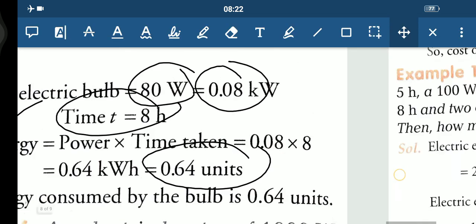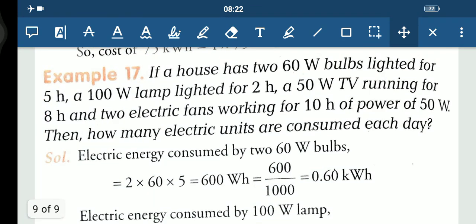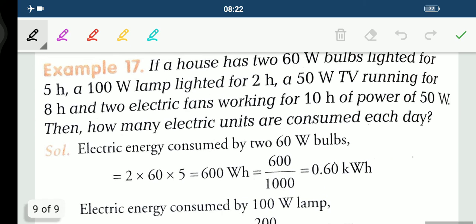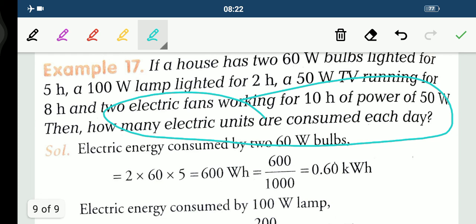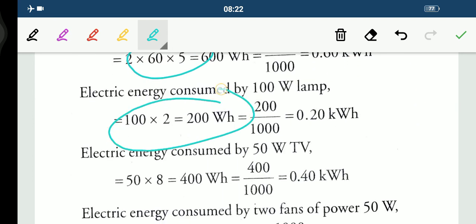Fine, children? This question I will be discussing with you in your online session. This thing is also exactly the same. See, in this question also you have to do the same thing. Remember, the same unit has to be used here also. How many electrical units are consumed each day? So for every day you need to calculate it. So what you need to do? Power into time, everywhere the same thing has been done.